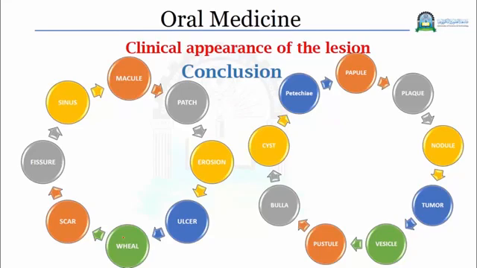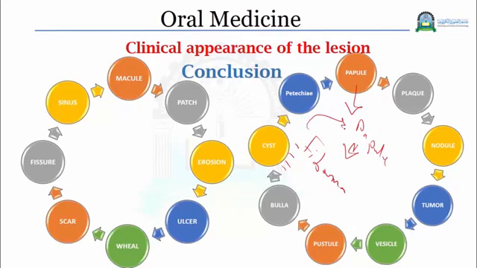For example, if you find a lesion which is presented as a papule, you report it as a clinical finding as a papule. Then when you move to the differential diagnosis of the papule, you will start with fibroma and list the similarities. What are the lesions that also present as a papule?